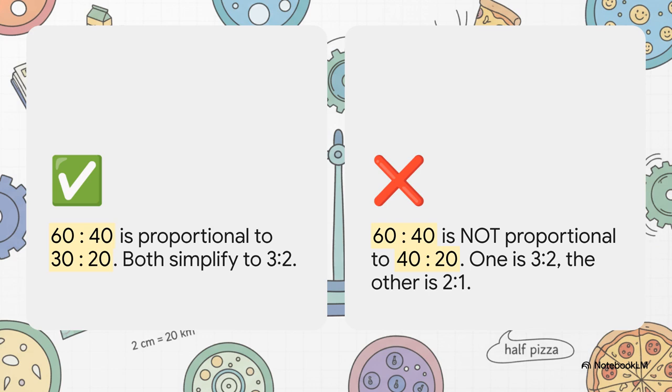See, they're the same. They're in proportion. Now look at the right side. Our original tiger is 60 to 40, which we know is 3 to 2. But the squashed tiger is 40 to 20. If you simplify that, you get 2 to 1. And since 3 to 2 is definitely not the same as 2 to 1, they are not proportional. And that is exactly why one looks good and the other looks so weird.